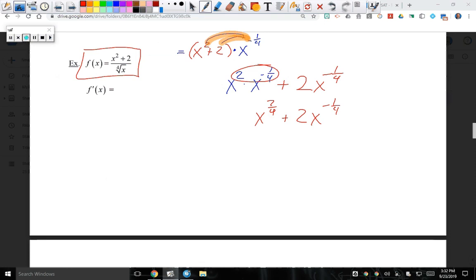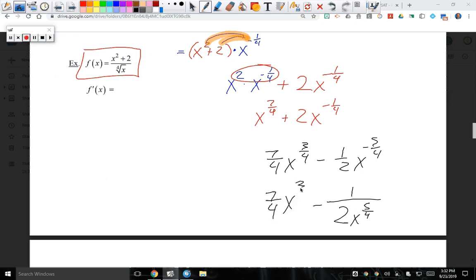You with me? So now, you could do power rule. It would be 7/4 x to the 3/4 minus 2/4, which is 1/2 x to the negative 5/4. Which then you could write as 1 over 2 x to the positive 5/4, because we're not allowed to have negative powers. And we would get this as a final answer.